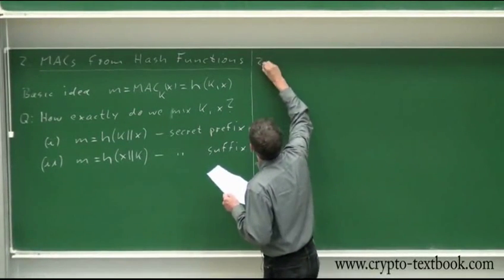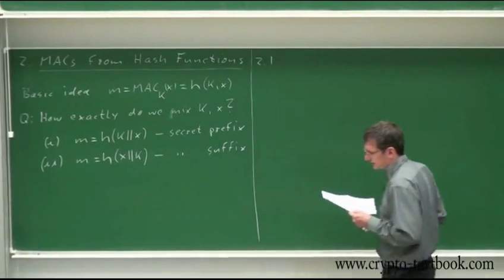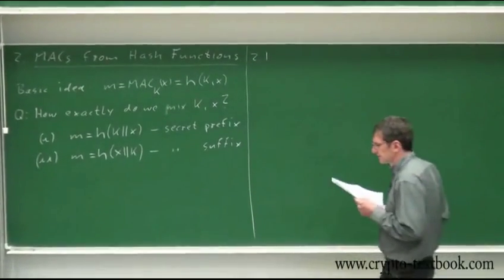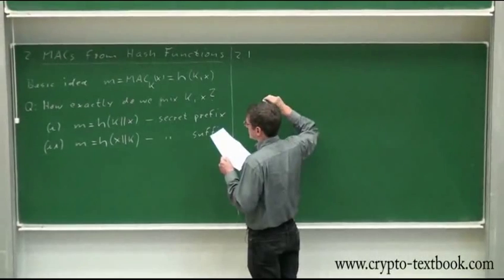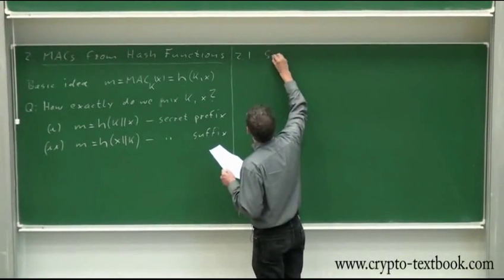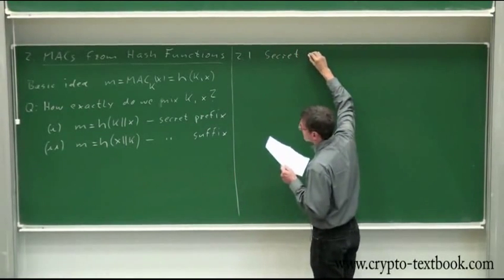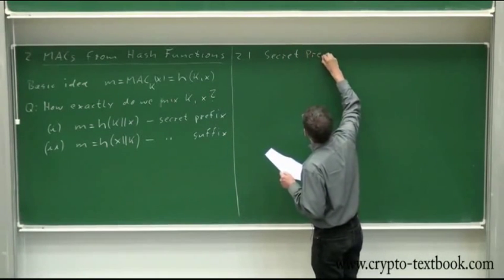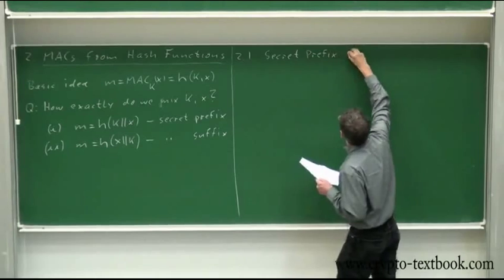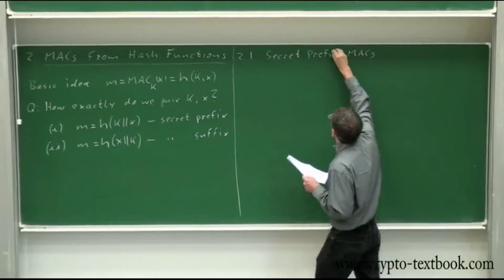So this is 2.1. Let's give this section a new name: Secret Prefix MAC.